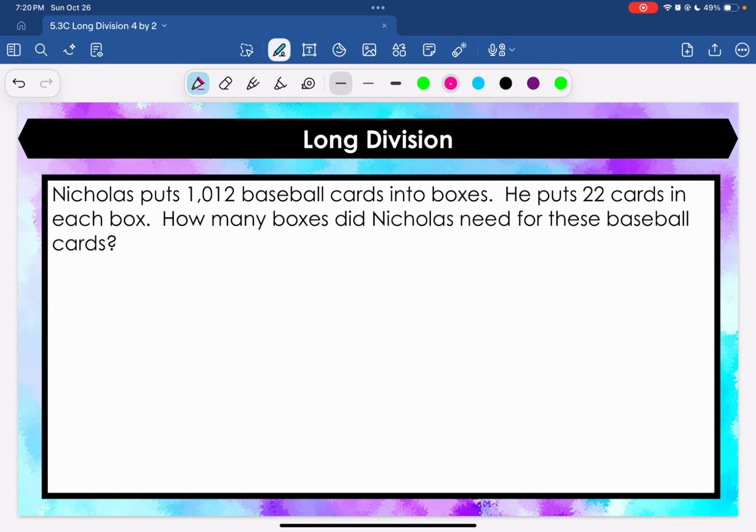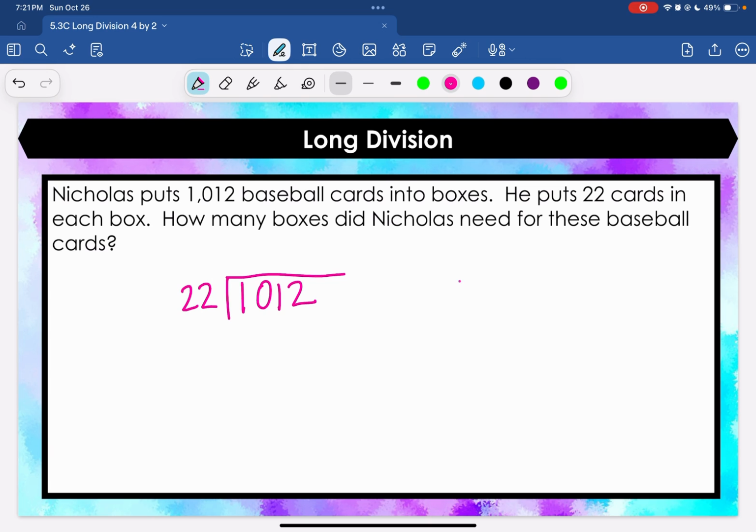So our total is 1,012, and we want to divide that by 22, which would be our divisor. When we get our answer, that's our quotient. So we're going to use what I call mental math in my classroom, which is try to use as much powers of 10 and halves as possible.